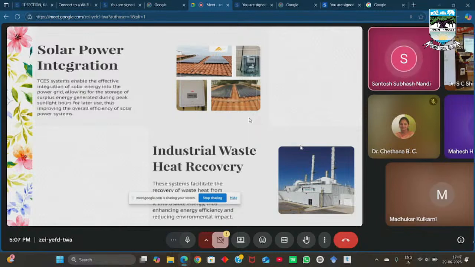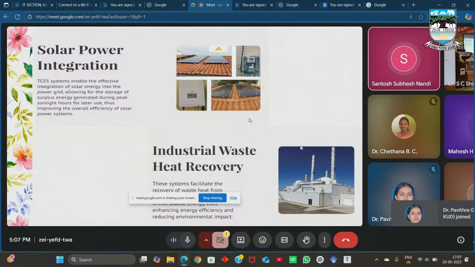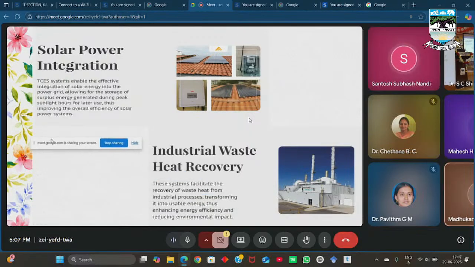This matters particularly in the evening, or whenever there are clouds, or sometimes in the rainy season. So solar power integration will improve the efficiency of the entire system. Similarly, for industrial waste, this facilitates the recovery of waste heat from industrial processes, transforming it into usable energy, which enhances energy efficiency and reduces the environmental impact on society. So these are some of the basic thermochemical energy storage applications.